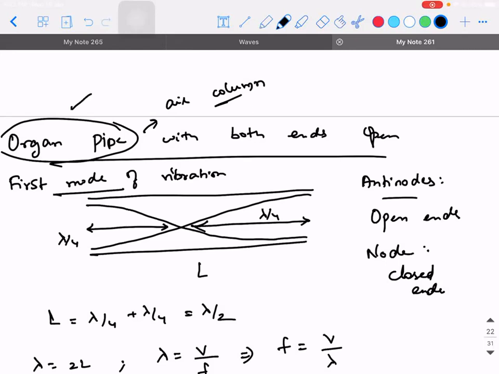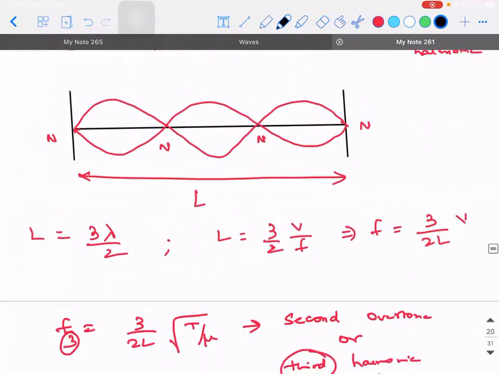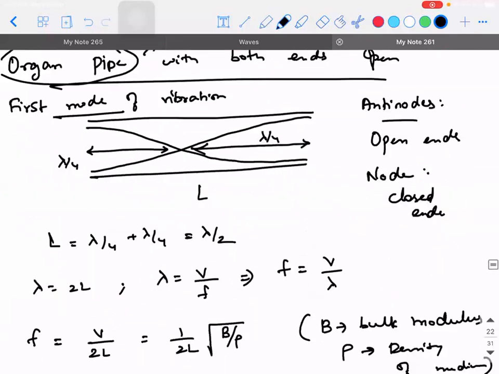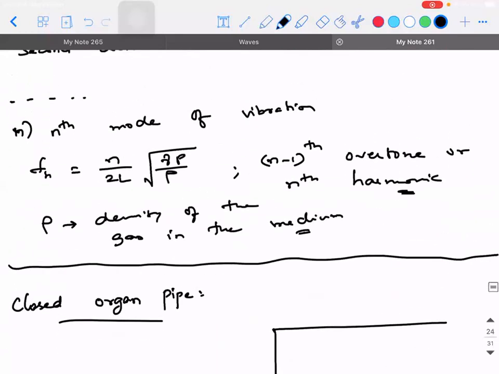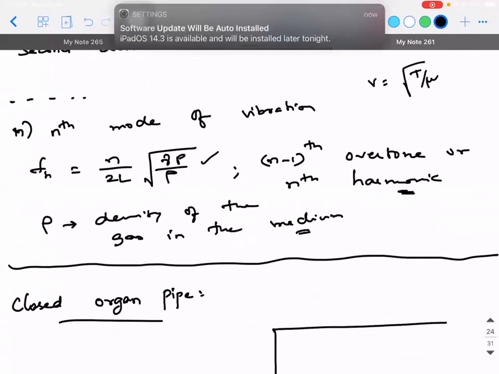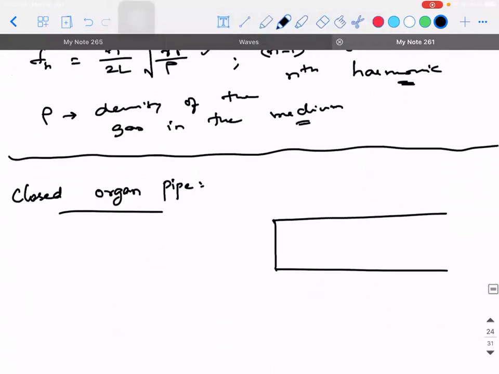So organ pipe and the string which is fixed at both the ends have the same concept. If you observe, everything will be the same, except that in the case of a string, speed is root of T by mu, whereas in the case of air medium, the speed of sound is given as root of gamma P by rho. Here also the speed is root of gamma P by rho only. But the things will be slightly different here. Observe carefully. When I talk about a closed organ pipe, its length is still going to be L only.